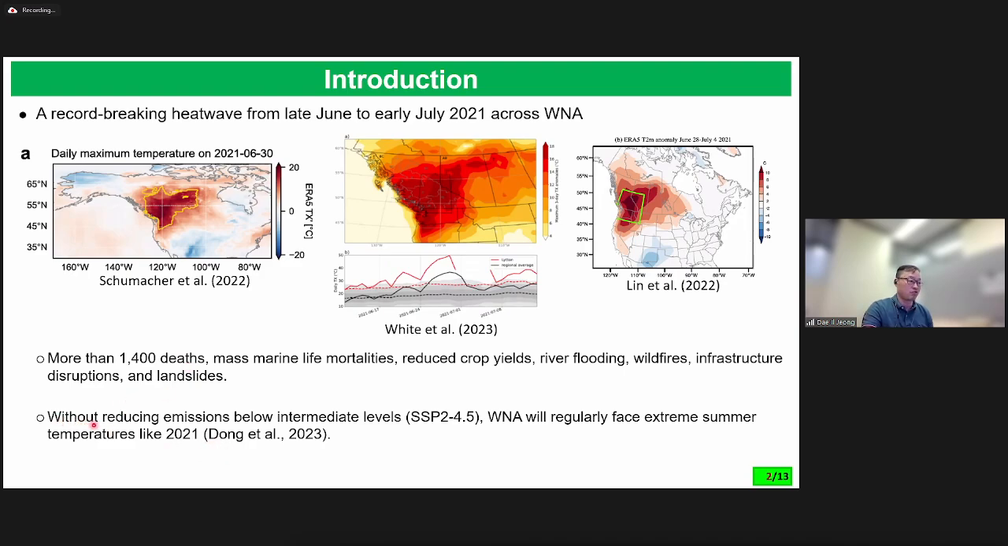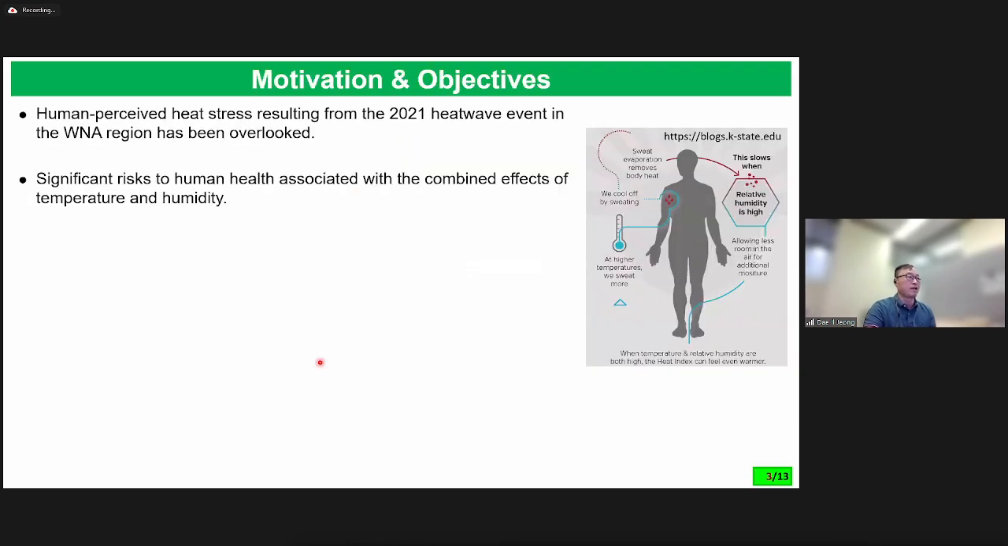Jeong et al. reported that without reducing emissions below intermediate levels, Western North America will regularly face extreme summer temperatures like 2021. But the previous studies focused on temperature only, and the human perceived heat stress resulting from the 2021 heatwave event over the region has been overlooked.